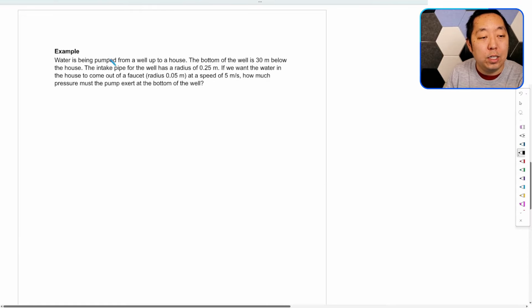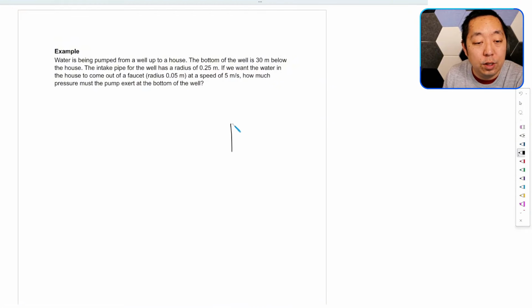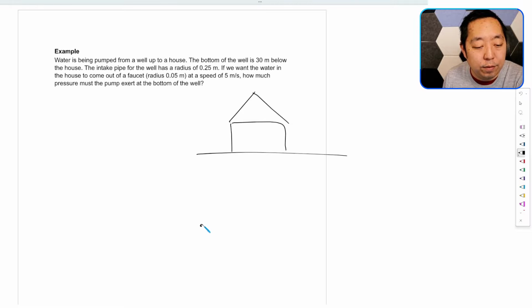So water is being pumped from a well up to a house. The bottom of the well is 30 meters below the house. So we have a house here. I'll draw a nice picture here. And we have some water down here from a pipe, and we'll say that that is 30 meters. The intake pipe, that is the pipe here, has a radius of 0.25 meters.